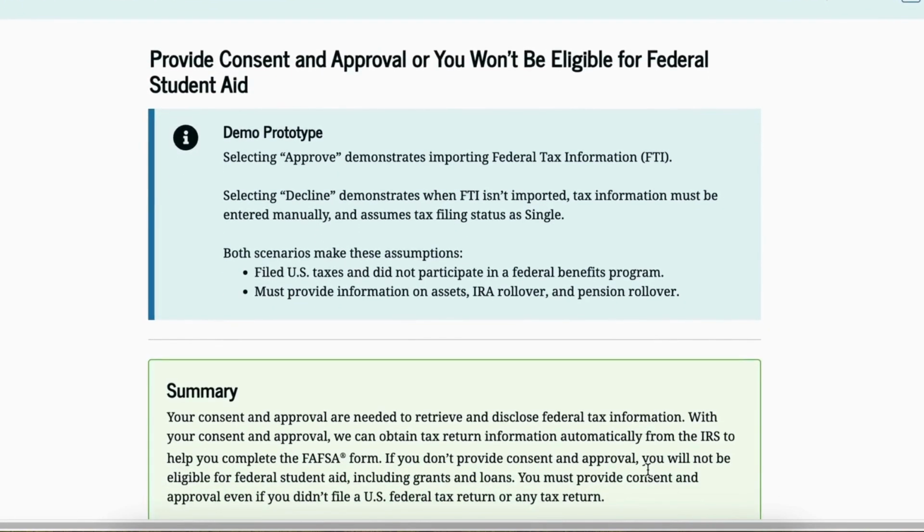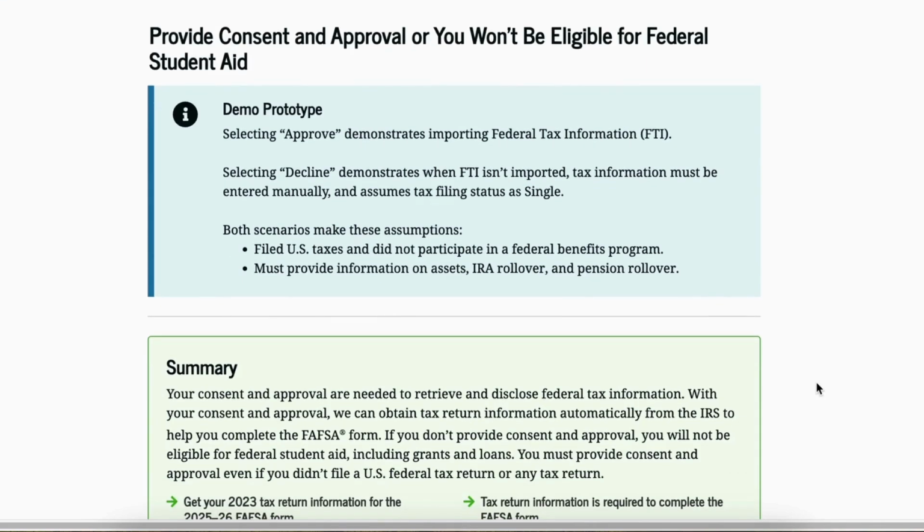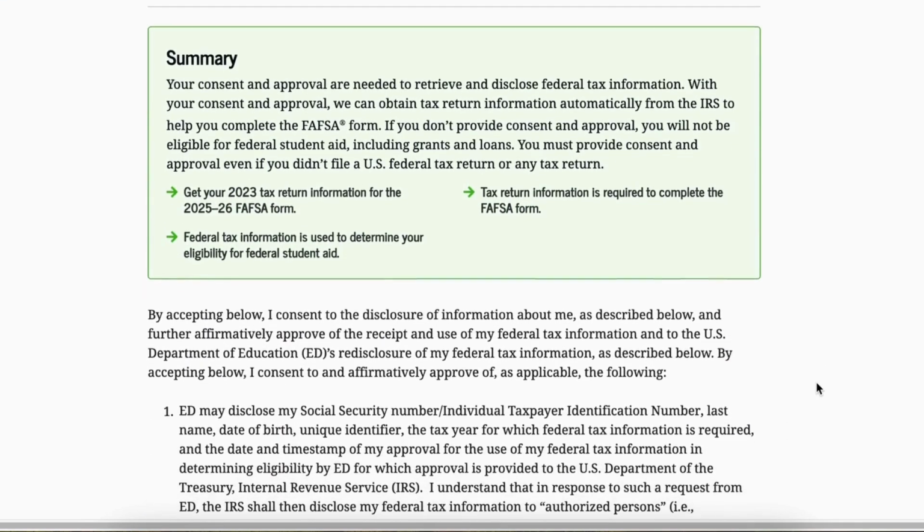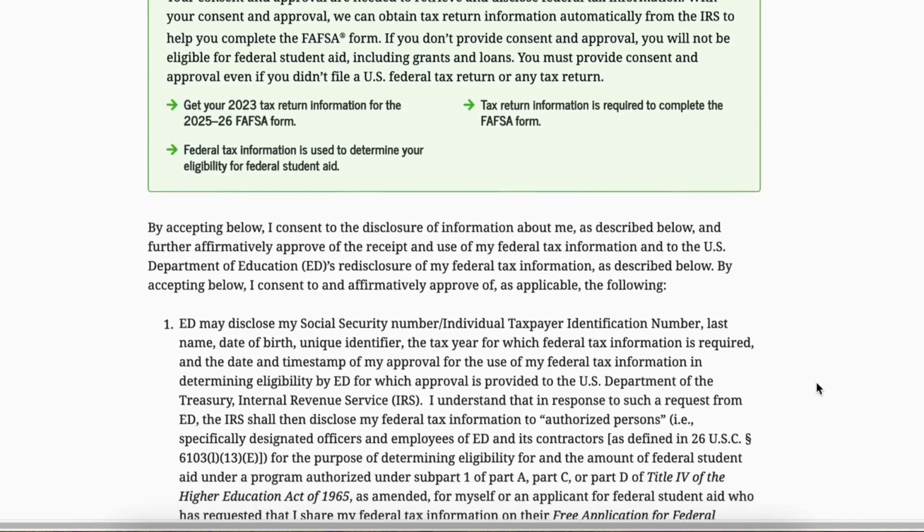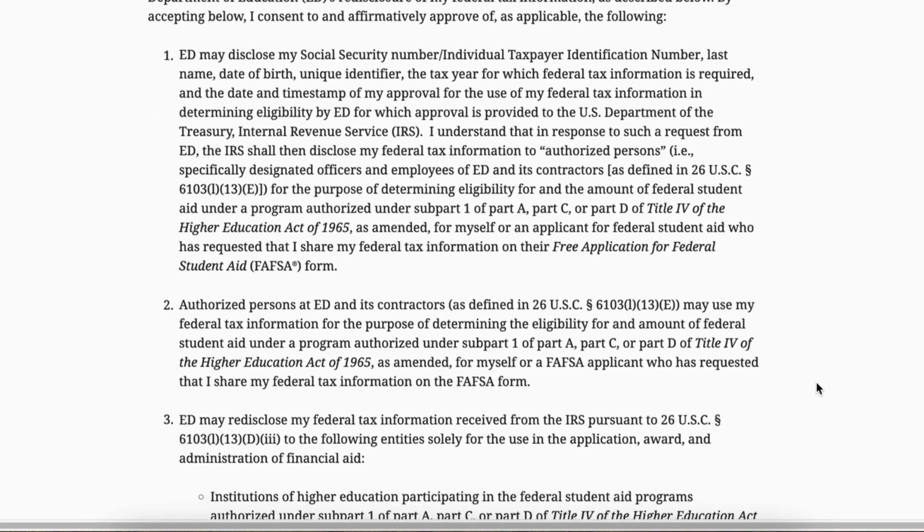This is consent to connect the federal student aid portal to the IRS. The IRS is where the federal tax information is stored, and this tax information will then be pulled from the IRS. This is the easiest way to make sure that all of your data is connected to your FAFSA. So you will have to go through consent to the approval to retrieve this information.